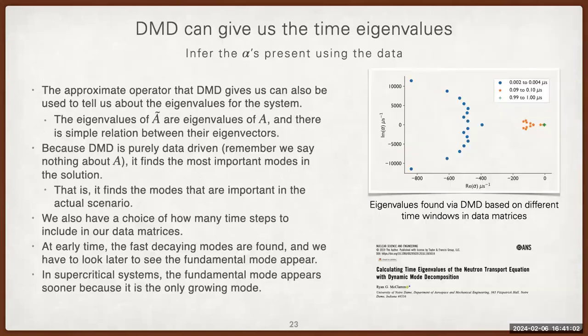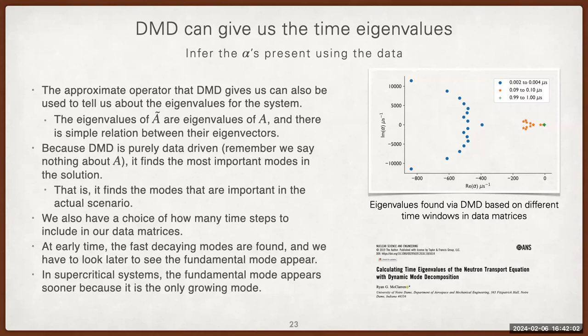Okay, what does this have to do with neutron transport? If we take our solution from a time-dependent neutron transport problem, like the one I showed earlier in those videos, and do this dynamical decomposition, I get an approximate operator A tilde, and I can find its eigenvalues and eigenvectors. You can show that the eigenvalues of A tilde are also eigenvalues of A, and the eigenvectors of A tilde can be related to eigenvectors of A. So basically I'm taking my neutron data, my solution, and using that to find the eigenvalues of A, which are those time eigenvalues that I said before are hard to calculate with other methods. That's how I generated this figure with these time eigenvalues for the system we saw before. So we're doing that with DMD.